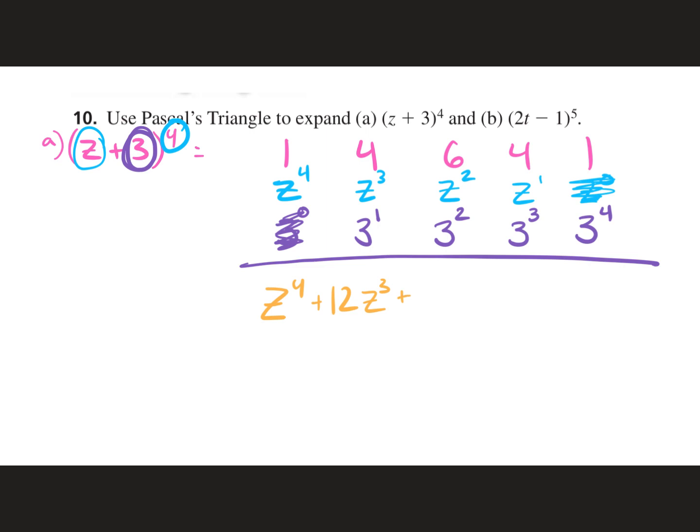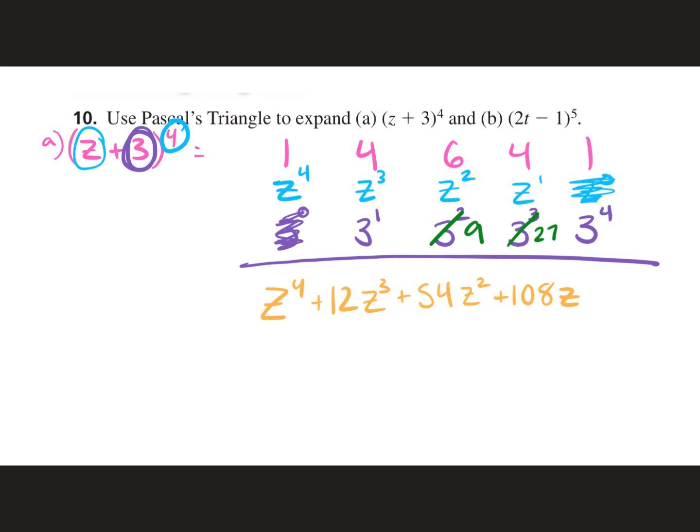Then plus, what is 3 squared? 9. So we have 9 times 6 here. What's 9 times 6? 54, so 54z squared. What is 3 to the third power? And what's 27 times 4? 108. So 108z.